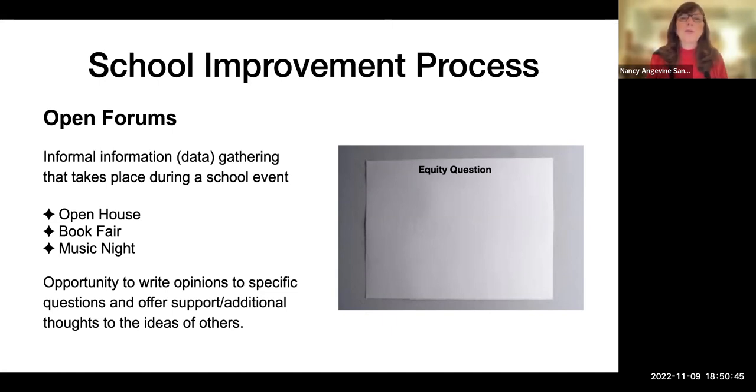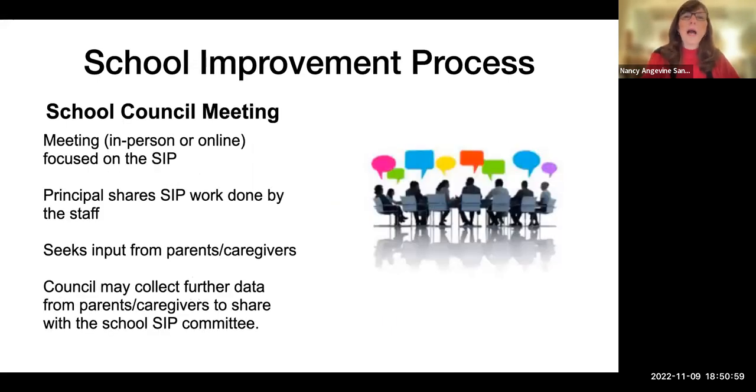And I would make brochures available at any of these 4 avenues that I'm discussing this evening, just in case a parent hasn't read it. So that's listening circles and open forums. The third idea is the school council meeting.